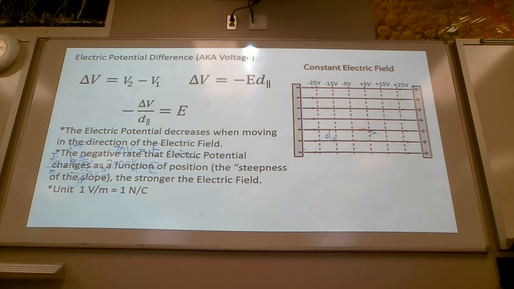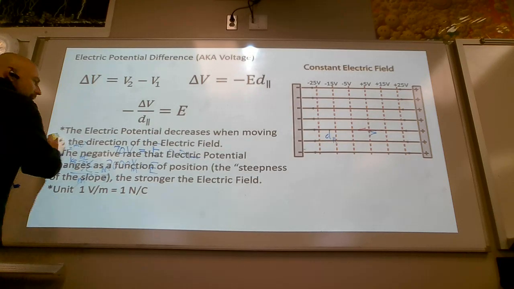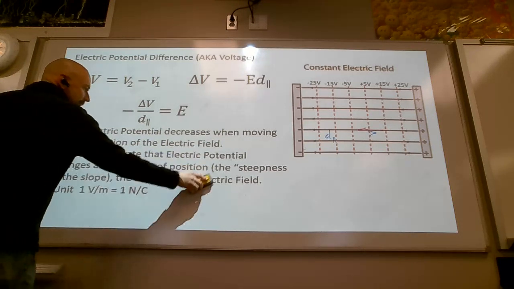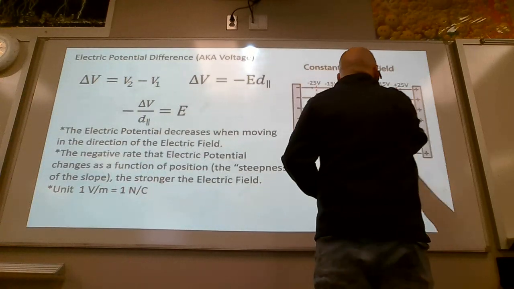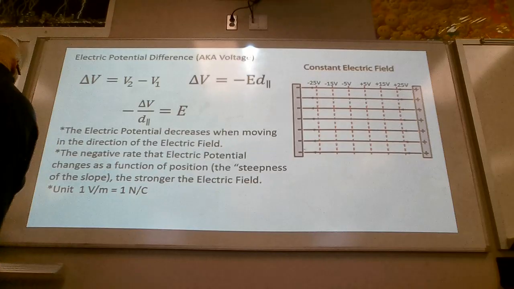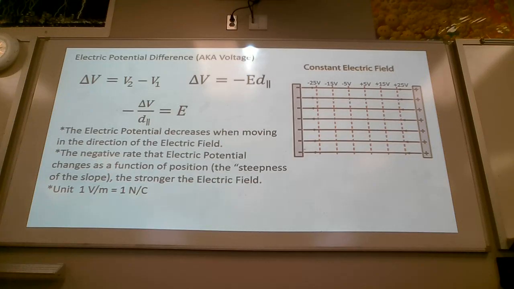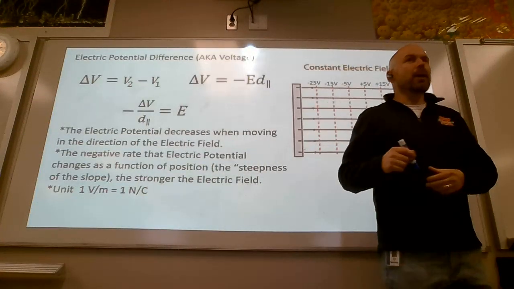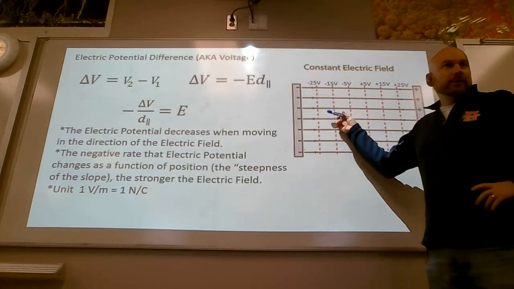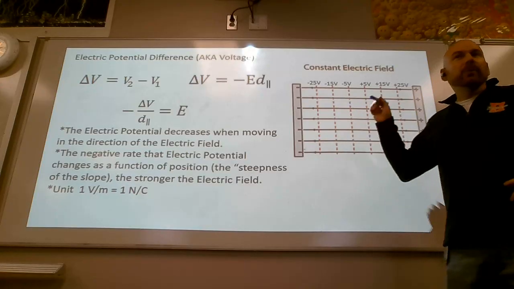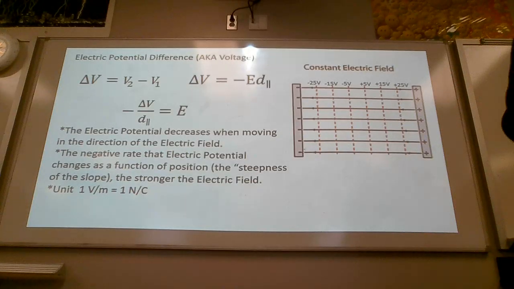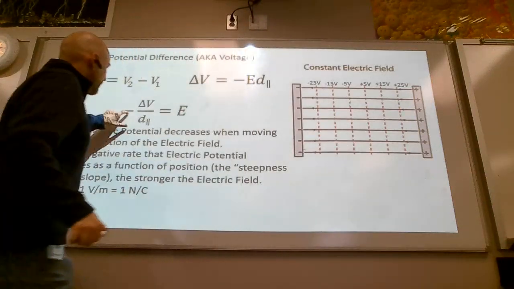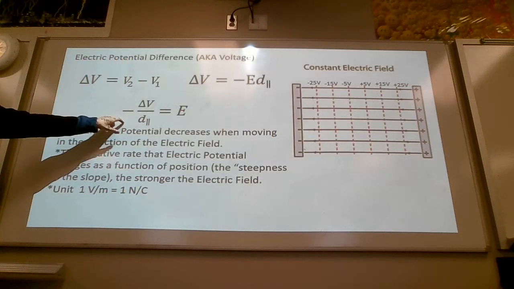All right. So a way we can interpret this conceptually is this negative sign. If we are moving along this landscape in the direction of the electric field, you will always be going downhill on the landscape of electric potential. That's what this negative sign is telling us.